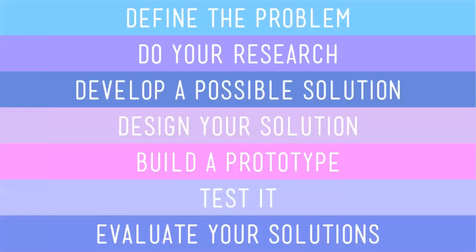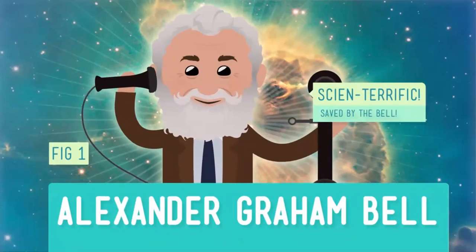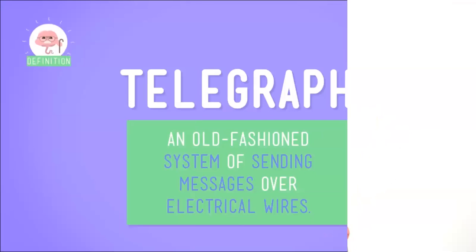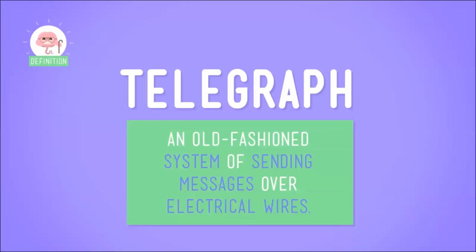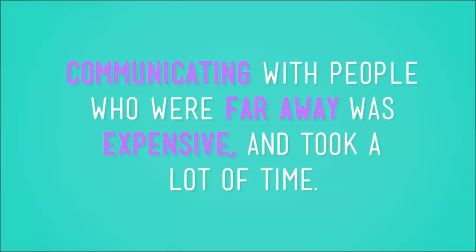First thing you gotta do is just define the problem. I mean, before you can solve a problem, you have to figure out what it is, right? For example, back in the 1800s, an engineer named Alexander Graham Bell was trying to come up with a simpler, cheaper way for people to communicate. Back then, the best you could do was a telegraph, which was an old-fashioned system of sending messages over electrical wires. Bell identified his problem. Communicating with people who were far away was expensive and took a lot of time. So his invention, or solution to this problem, was something you may have heard of.